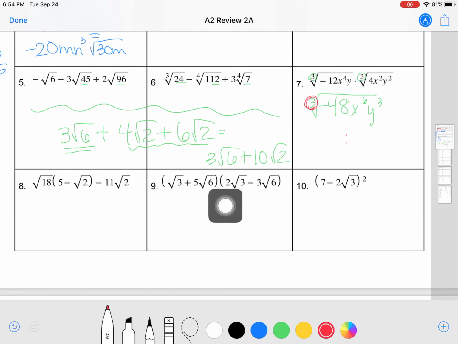On ones like 8, 9, and 10, you're going to have to distribute or FOIL. 9 is a tricky one, so be careful there. Make sure that you remember this 5 root 6 is one thing, the 2 root 3 is one thing, and the 3 root 6 is one thing.